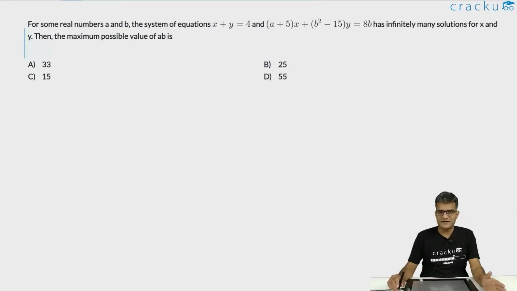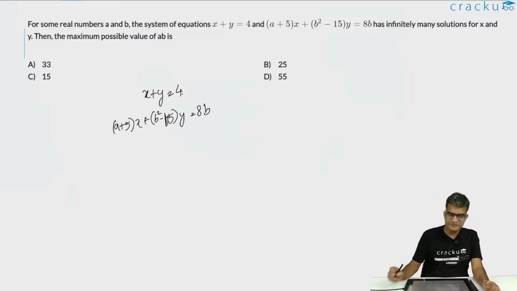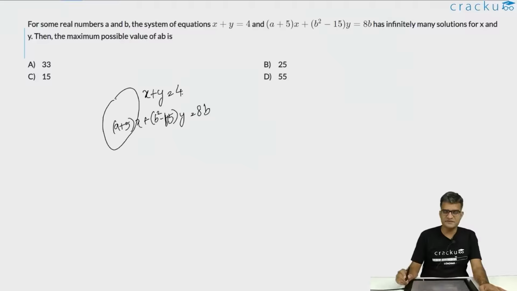In this question, we are given two equations. x plus y is equal to 4 and (a plus 5) into x plus (b square minus 15) into y is equal to 8b. We are told that this system of equations has infinite solutions. A system of equations has infinite solutions if the ratio of the coefficients of x, the ratio of the coefficients of y, and the ratio of the constants are the same.